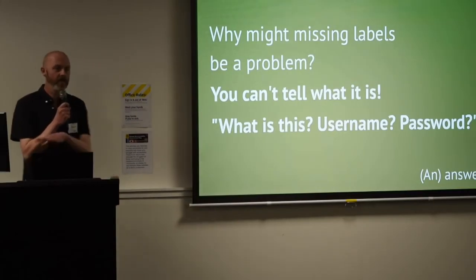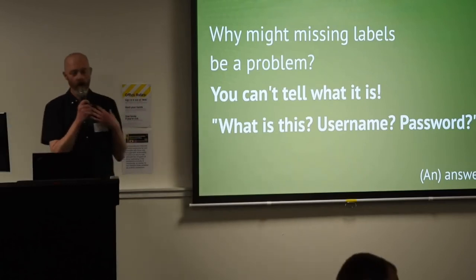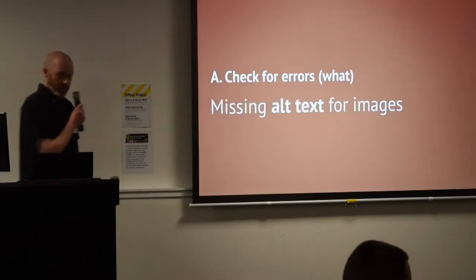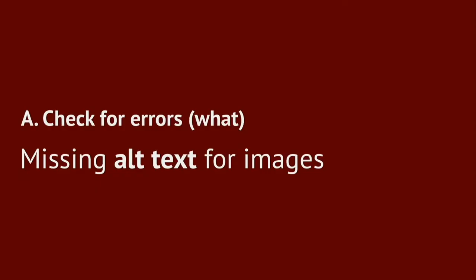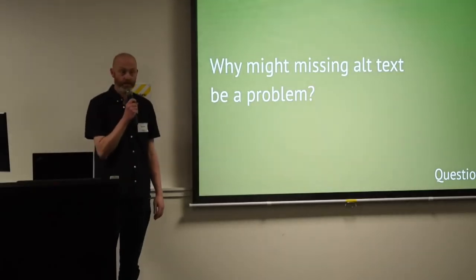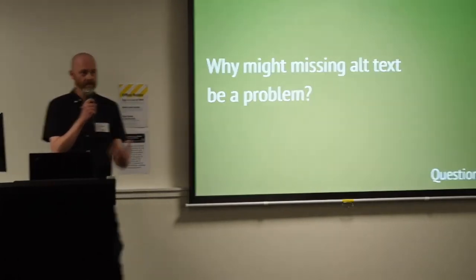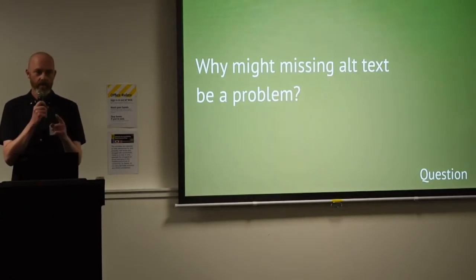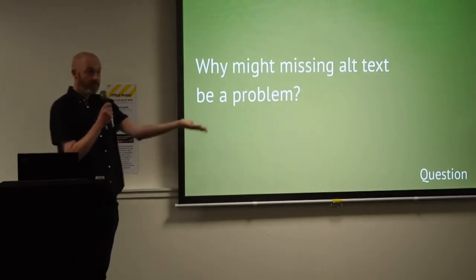Yeah, the underlying thing for all of this is high-quality HTML. What else? Missing alt text for images, which is how we say images in England. Why might missing alt text be a problem? It's kind of related to all the other ones, as a clue. Don't know whether the image is meaningful. Don't know what the image is.